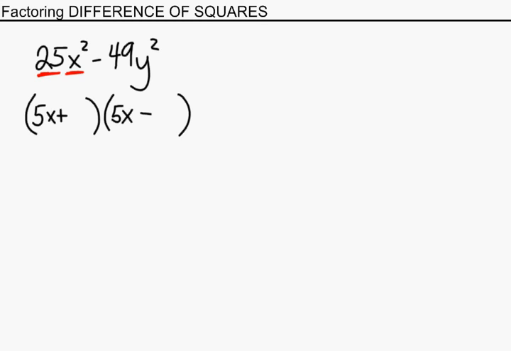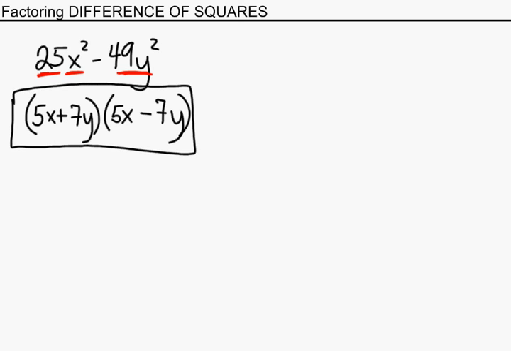And then again, I look at the 49y squared. I don't care that there's a y squared there. I just follow the same process. The 49 is from a 7. The y squared is from a y. So I put a 7y in both of those places. And if I were to FOIL this out, I would get my binomial above.